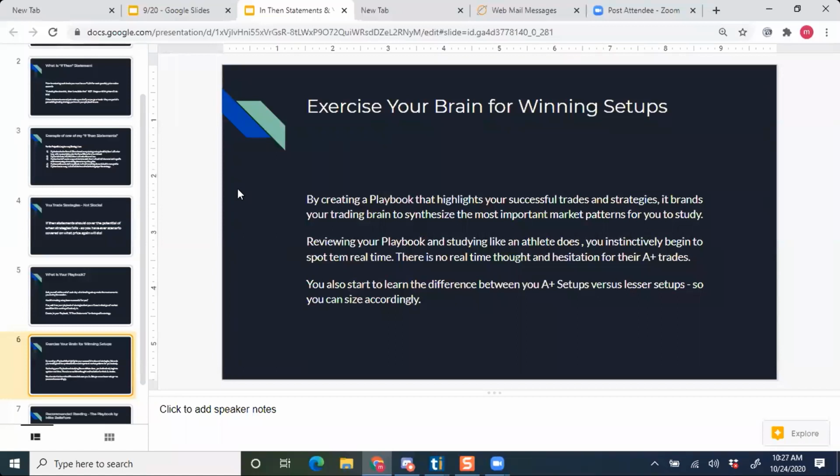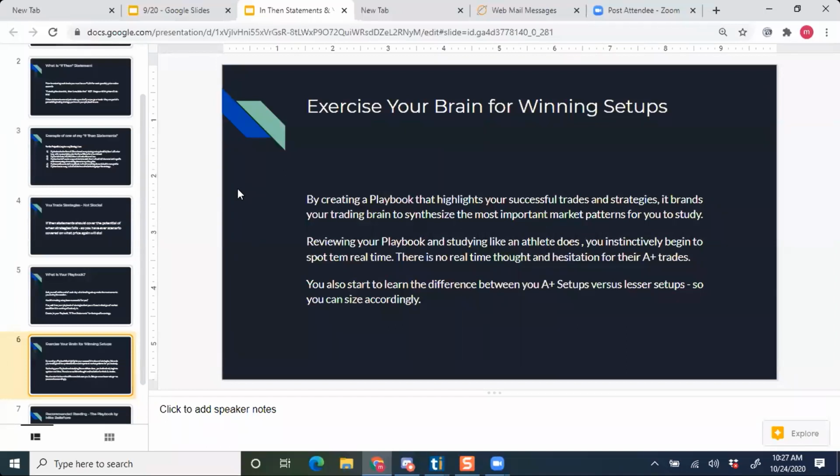Like for myself, on my A plus setups, I'll go heavier on my shares, because I know statistically I have a better chance of winning that trade versus my other trades, where I might go lighter in share size. And that's based on understanding from my playbook which are my stronger plays and which are my weaker plays.